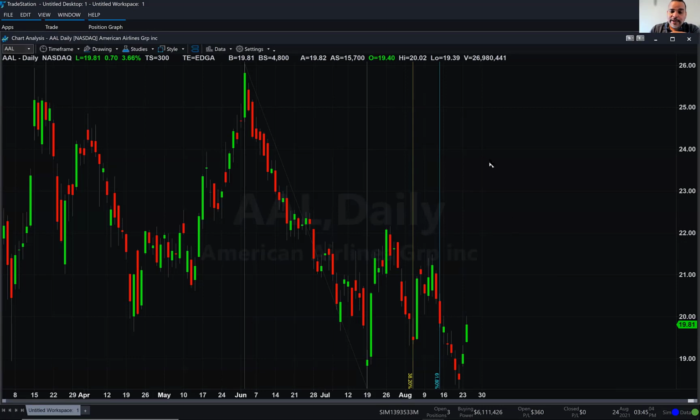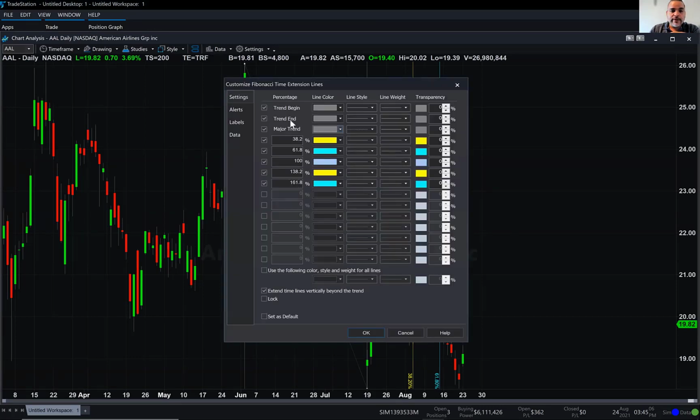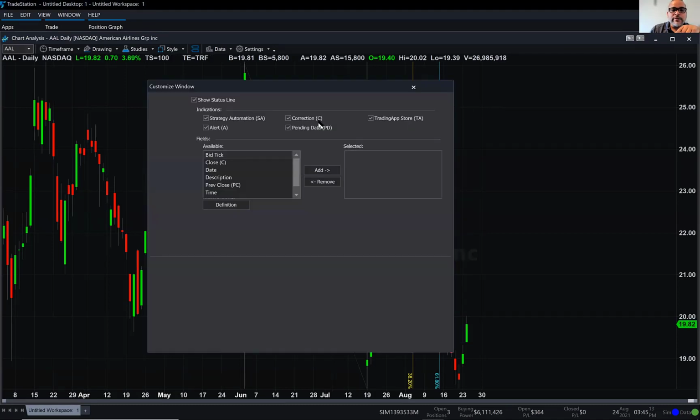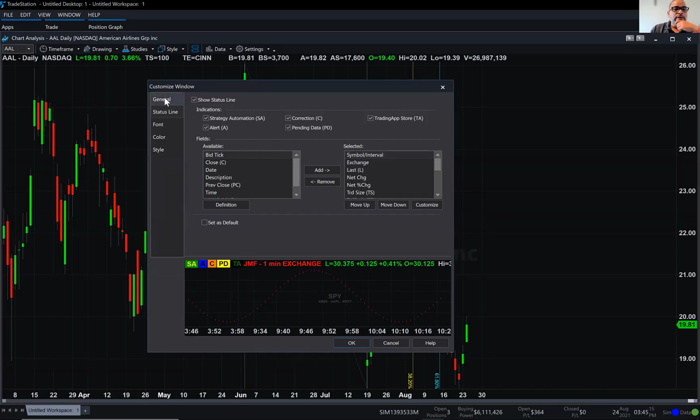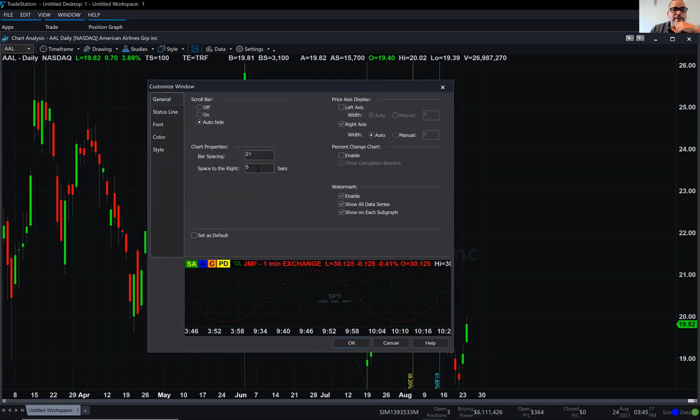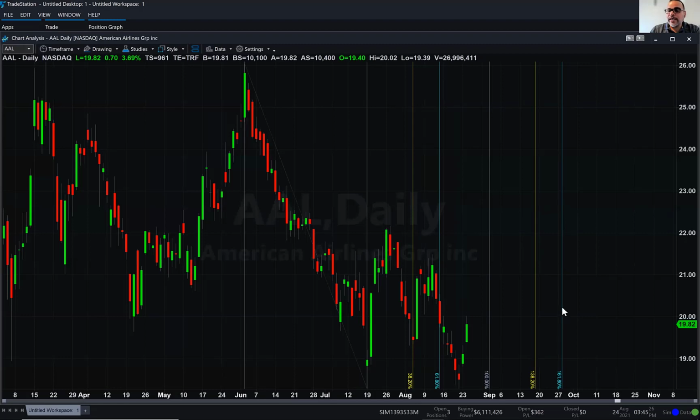Now you fix that by double-clicking on the background, going to settings. No, wrong window. Background right here. Double-click on the background, go to the general, and here you have space to the right. I'm going to set my space to the right to 100 while I finish off this Fibonacci analysis. I'm going to click OK, and there you see more of the lines of the Fibonacci.